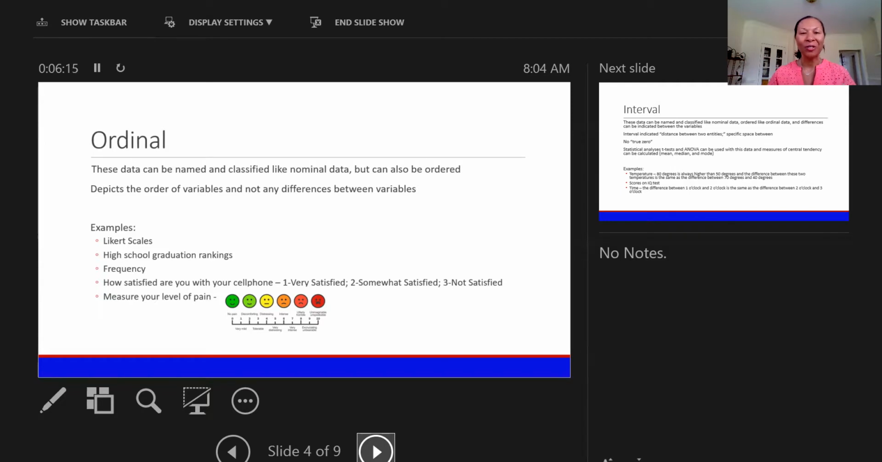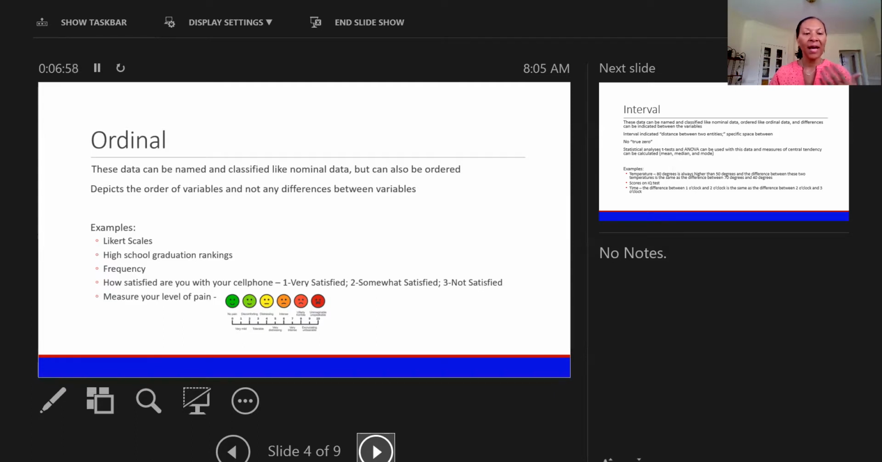So the second one is ordinal data. This is data that can be classified just like nominal data, but it can also be ordered. Remember, this is going to be a theme throughout my brief presentation: the further we move out along the scale, we'll see a repeat of those variables that fall before it. So if something is ordinal, it can also be nominal. This depicts the order of variables, but we still don't understand what the specific differences are between those variables. I'll give you an example here in just a little bit.